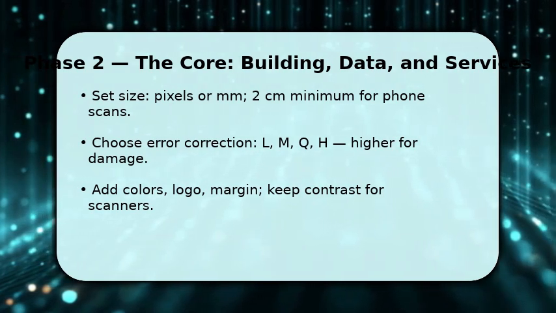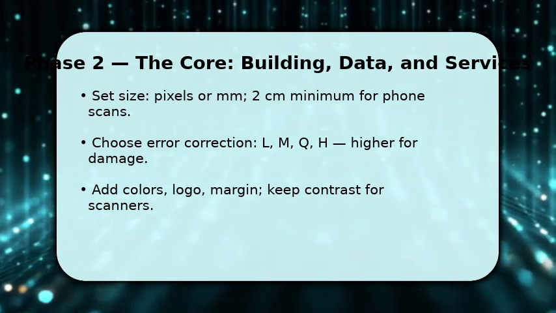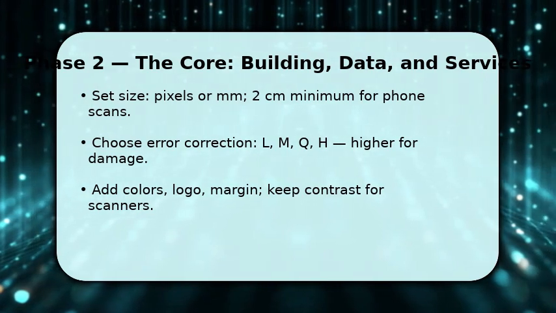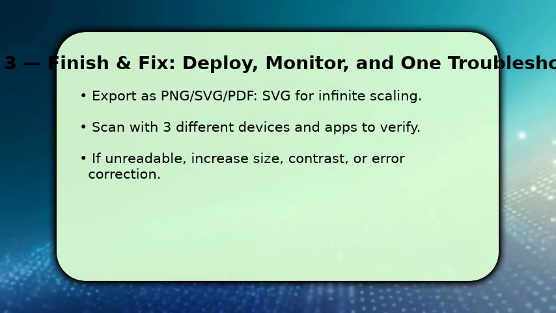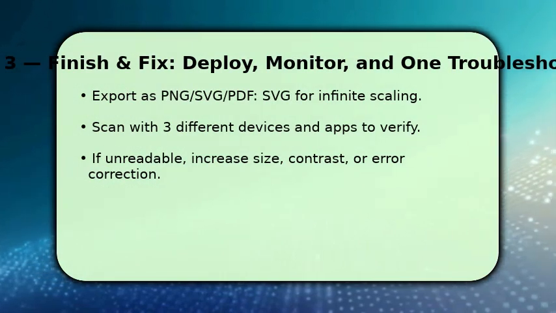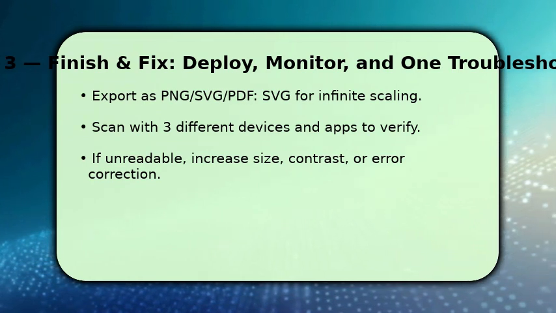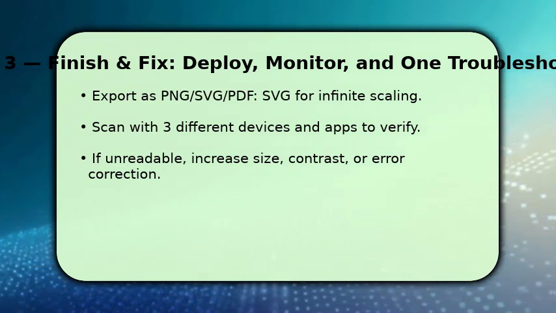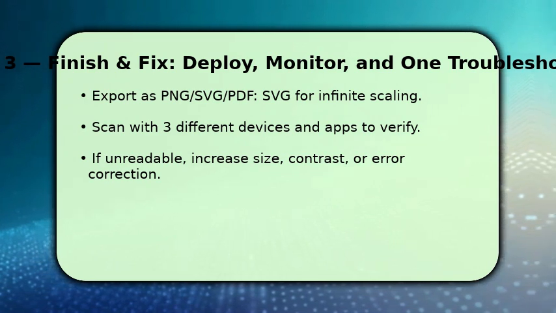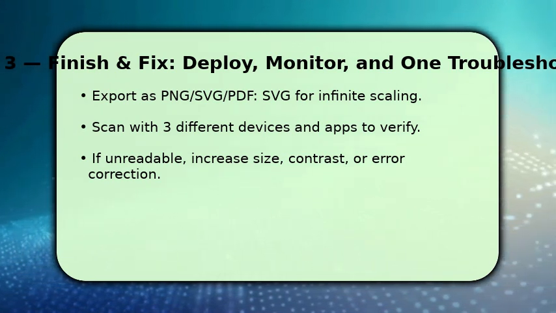Then export a test file, because visual tweaks can break readability, if not validated on multiple devices. You finish by exporting high-quality assets. Use PNG for general use, SVG for vector scaling, or PDF for print. Save an original file with margin, quiet zone, intact.